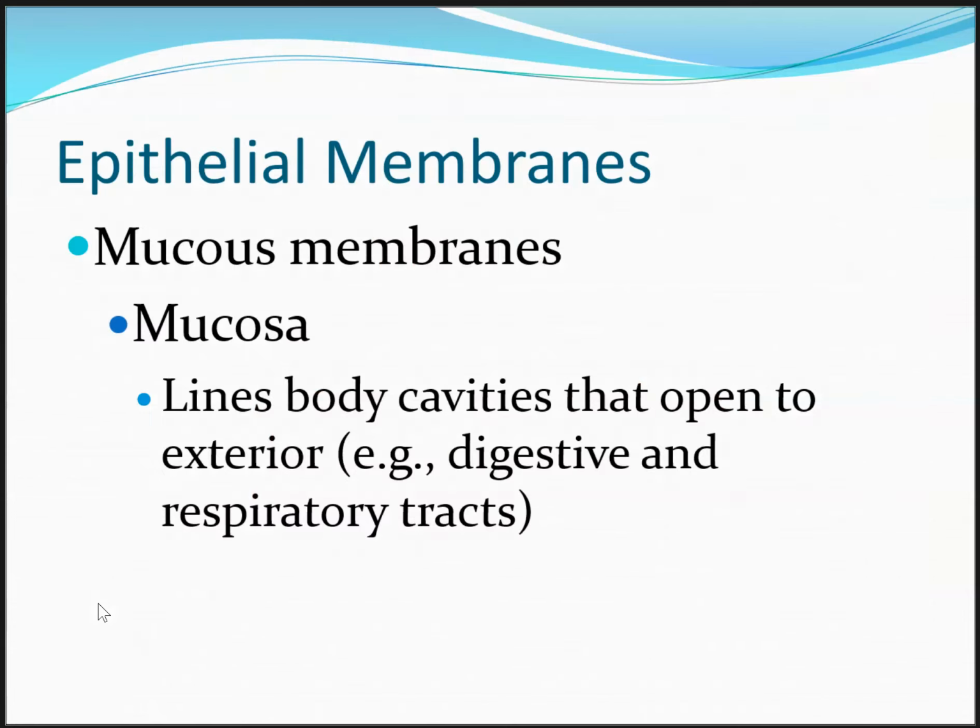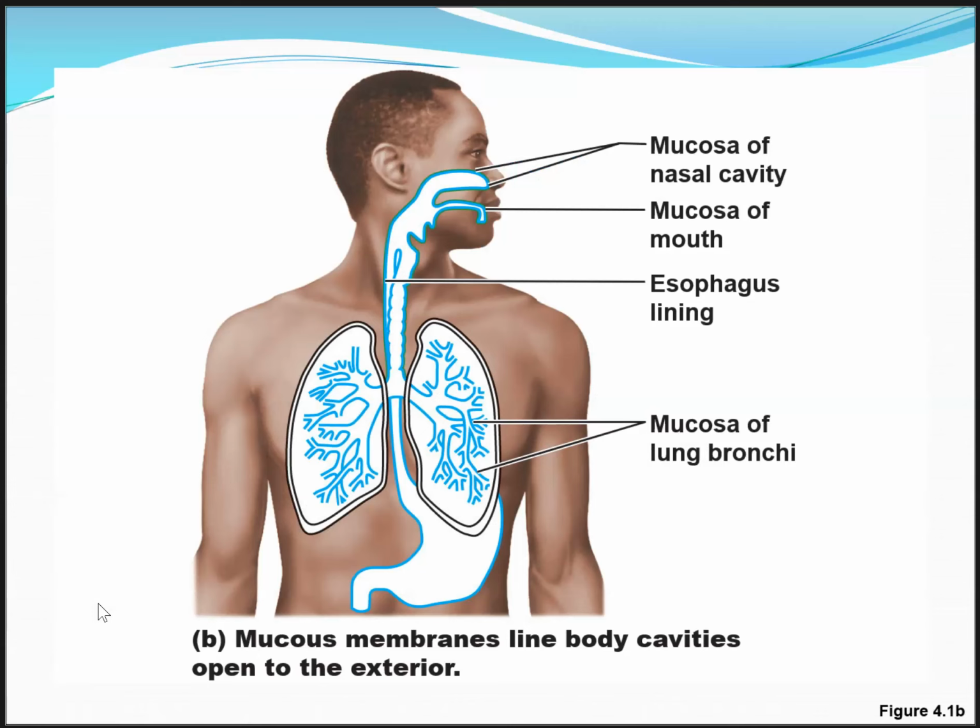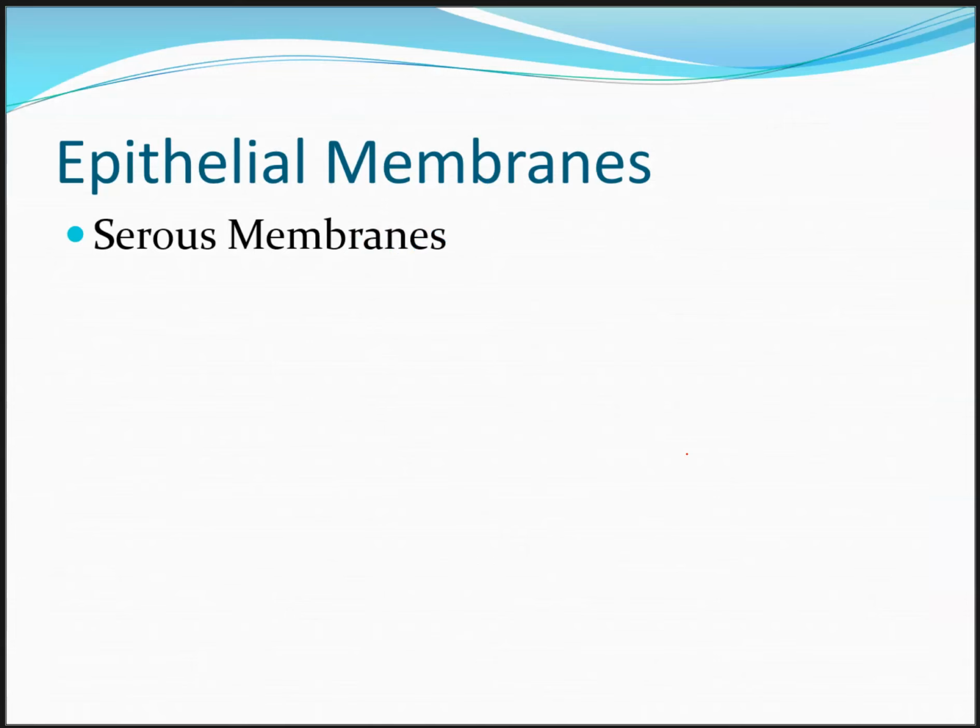Now, the second type of membrane is the mucous membrane. The mucous membrane is present in the organs that open up to the external environment. For example, the nasal cavity, the mucosa of the mouth or the oral cavity, and the esophagus lining. All of these have mucous membranes in them. The third type of membrane is the serous membrane.